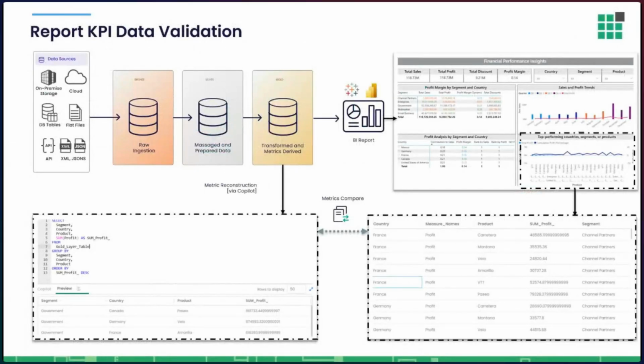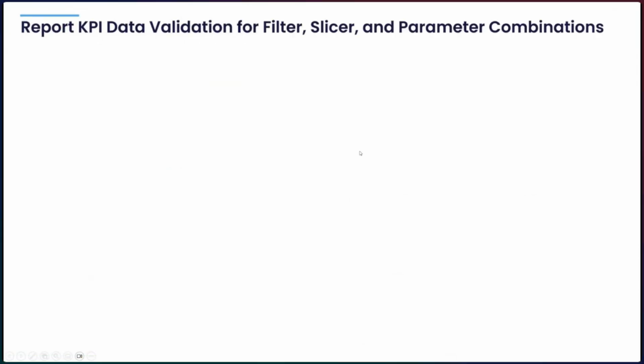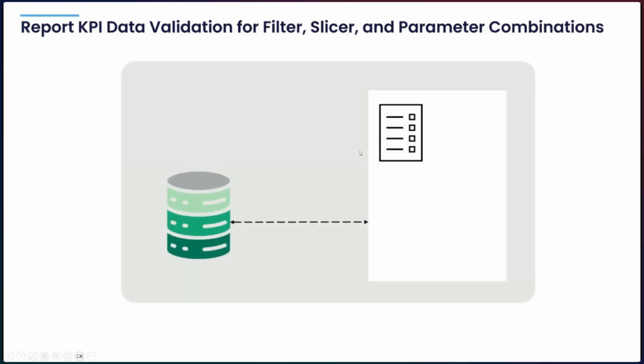Another extension to this is the next aspect, which is basically applying these for a bunch of filter and slicer parameter combinations. So what exactly do I mean by this? Let's look at this animation for better understanding of this.